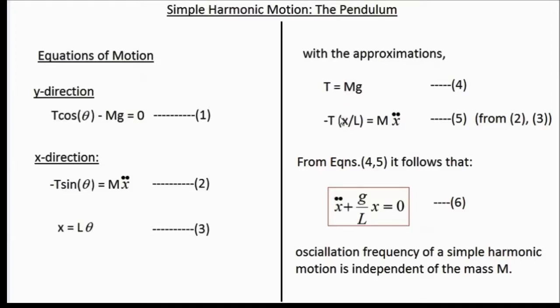So from equation 1, with the approximation, we have T equal to mg. And from equations 2 and 3, we have this equation, where we have substituted theta as x by L. It follows from equations 4 and 5, these two equations, that x double dot plus g by L x equals 0. So this is the governing equation of the simple harmonic motion.